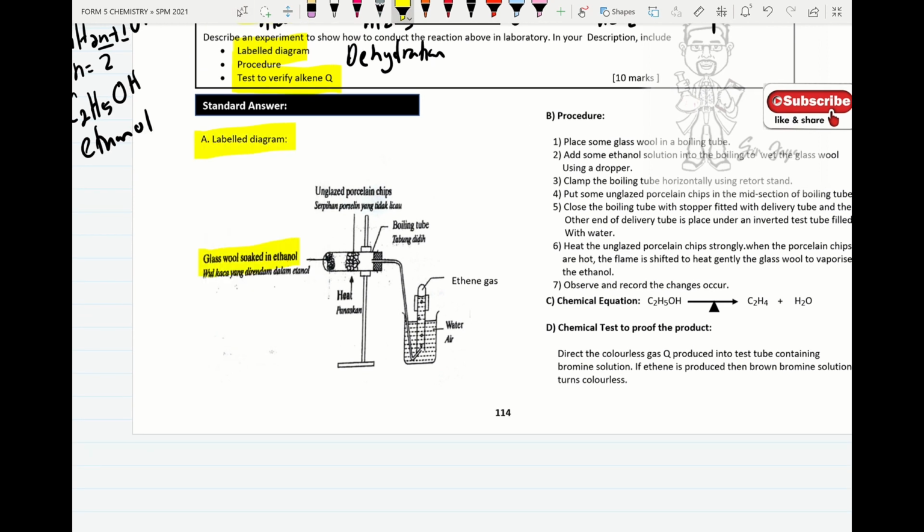So we need to use a boiling tube. The glass wool is soaked with ethanol. Here is the unglazed porcelain chip. We use the water displacement method to collect the ethene gas. So this will be the test tube, and here will be the delivery tube. Please practice drawing this diagram.